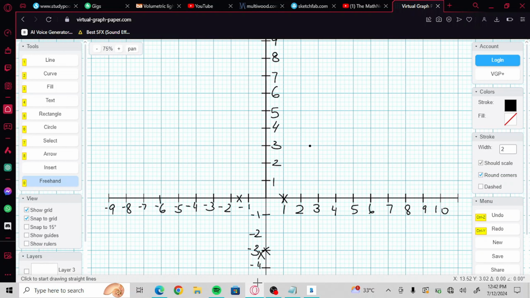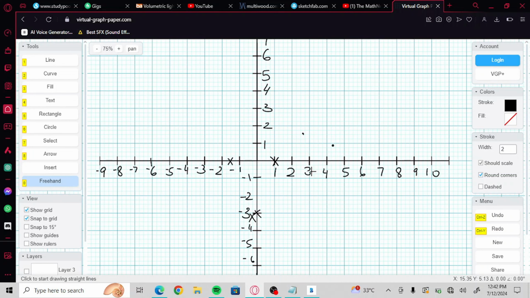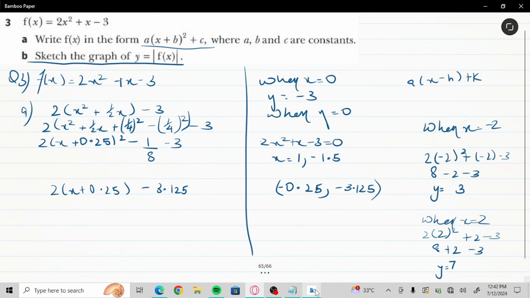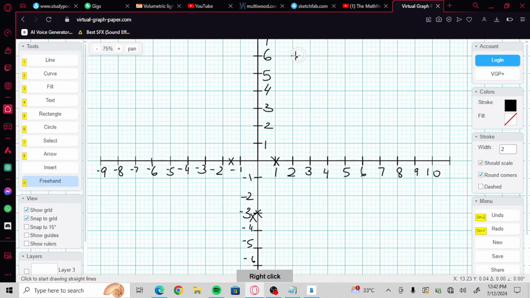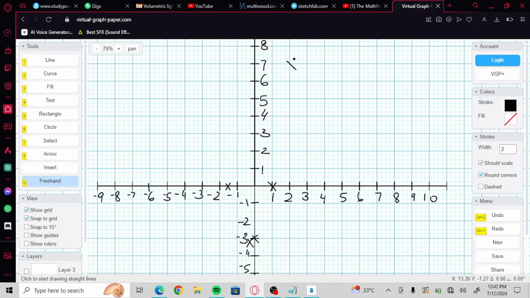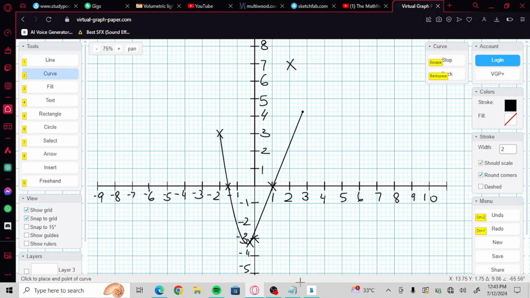What we're going to do here is take these points. It's going to be positive 2 and positive 7. Go up here. Positive 2 and positive 7. And negative 2 and positive 3. And that's it. These are our coordinates. We are going to connect these points first of all, somewhere like this. And I'm going to extend this graph all the way up till here.